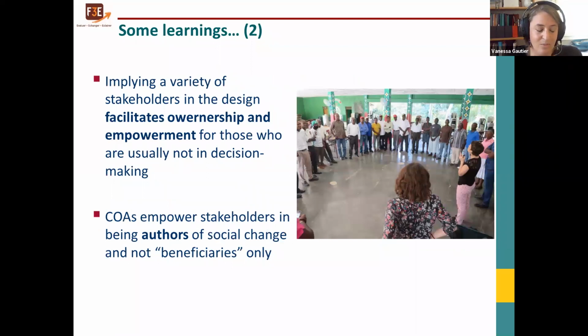Something else is that when you involve a variety of stakeholders, still acknowledging the power relationships that might be at stake and that are obviously at stake, and doing that all through the process of an action, also in terms of evaluating its impact, it facilitates ownership and empowerment. It's a lot about taking power over the tools. I think I've heard that quite a few times before. And change-oriented approaches empower stakeholders in being authors of social change and not beneficiaries only.